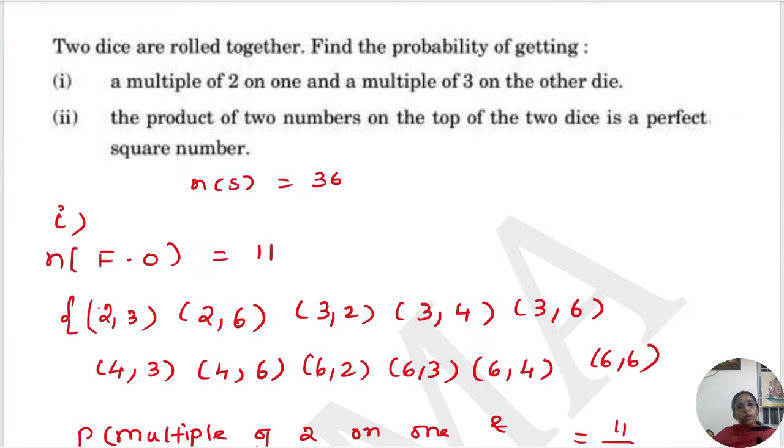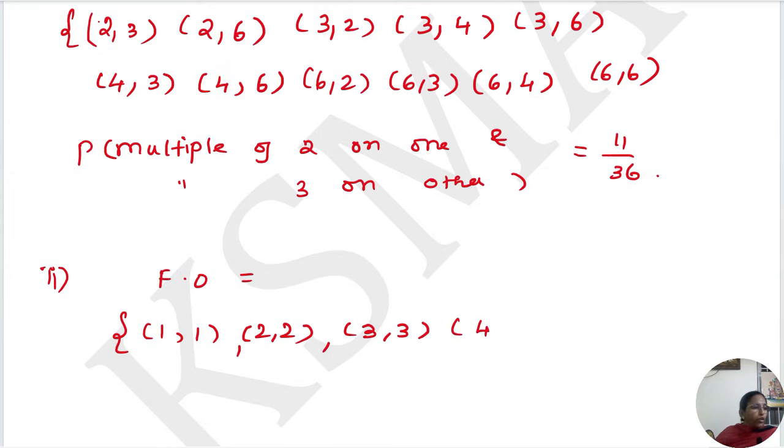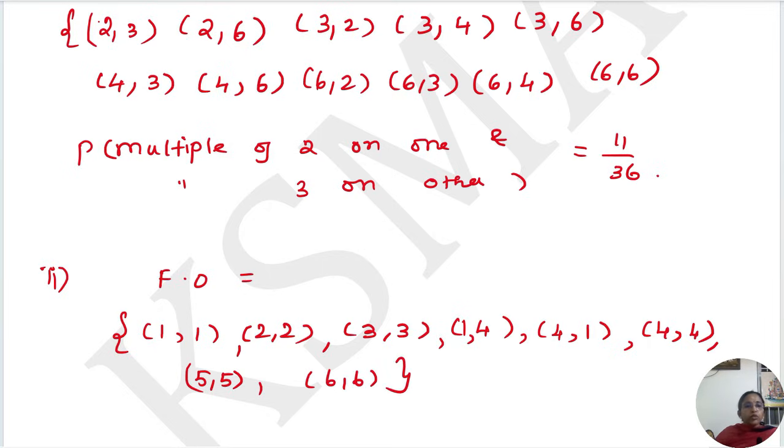Second one, the product of the two numbers on the top of the two dice is a perfect square number. So what are all the favorable outcomes? Look at your data: (1, 1), (2, 2), (3, 3), (4, 1), (1, 4), (4, 4), (5, 5) and (6, 6). So the number of favorable outcomes is 8 here.